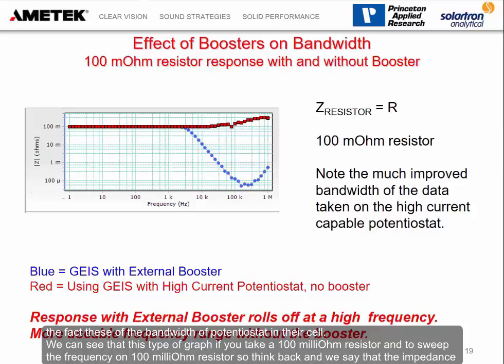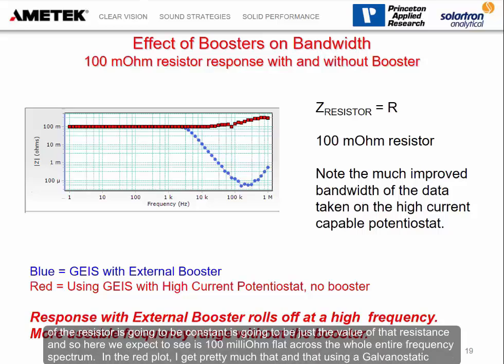We can see that in this type of graph. If you take a 100 milliohm resistor and sweep the frequency, we'll think back and say the impedance of the resistor is going to be constant. It's going to be just the value of that resistance. And so here what we expect to see is 100 milliohms flat across the whole frequency spectrum. And in the red plot, I get pretty much that.